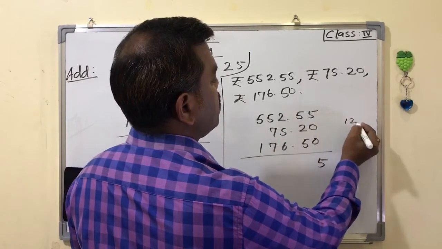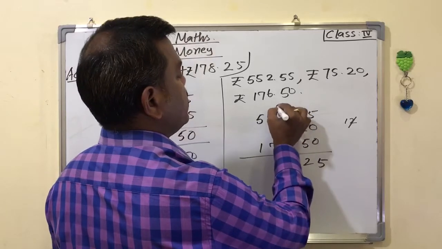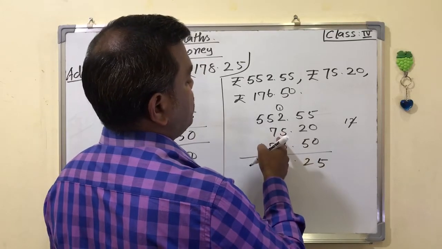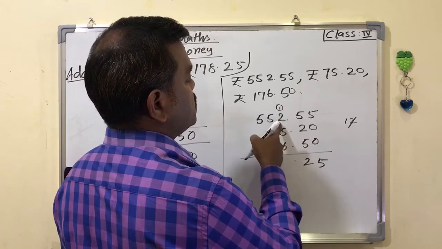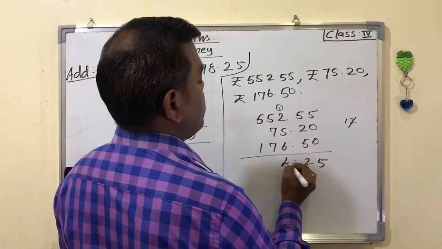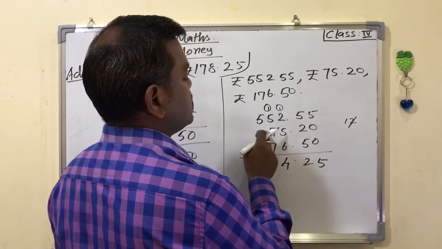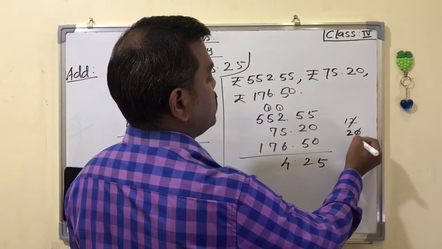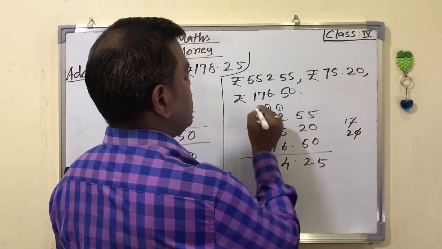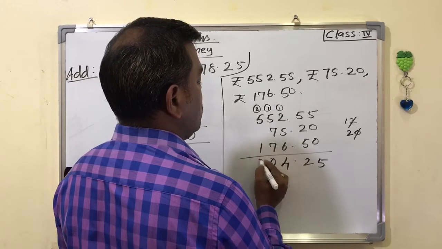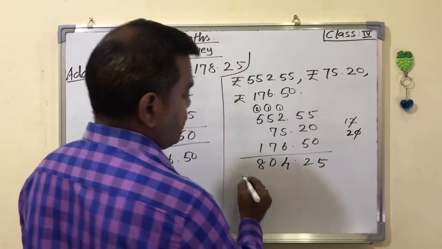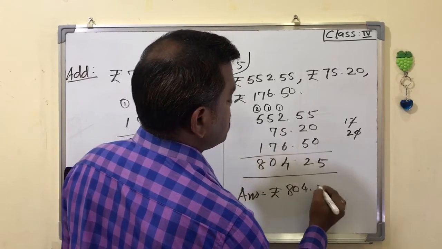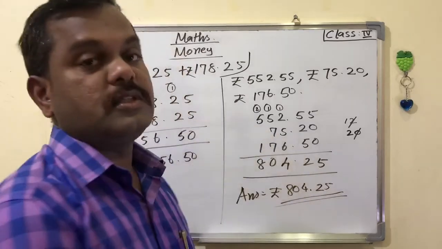10 plus 2, 12. Cut 2. Balance 1. Bring here. Okay. Point. Don't forget to put the point. And 5 plus 6, 11, plus 2, 13, plus 1, 14. Balance 1. Okay. 7 plus 7, 14, plus 5, 19, plus 1, 20. Write 20 here. Cut 0, balance 2. Bring here. 5 plus 2, 7 plus 1, 8. 804 rupees 25 paisa. The answer is rupees 804.25 paisa. So this is the way you have to add.